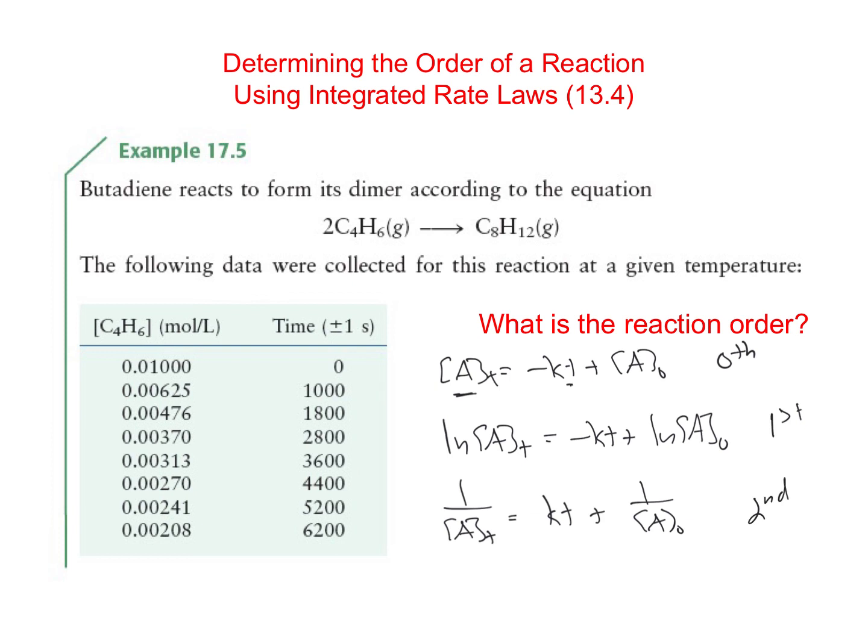And so we're going to make 3 plots, fit all of those to a straight line, and the one that gives us the best agreement, which we evaluate by looking at the r-squared value of the linear regressions. The one that gives us the r-squared value closest to 1 should tell us what the order of the reaction is.